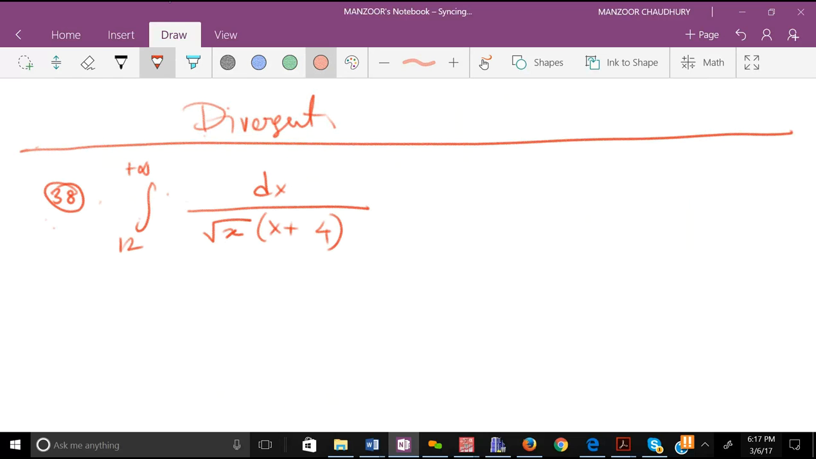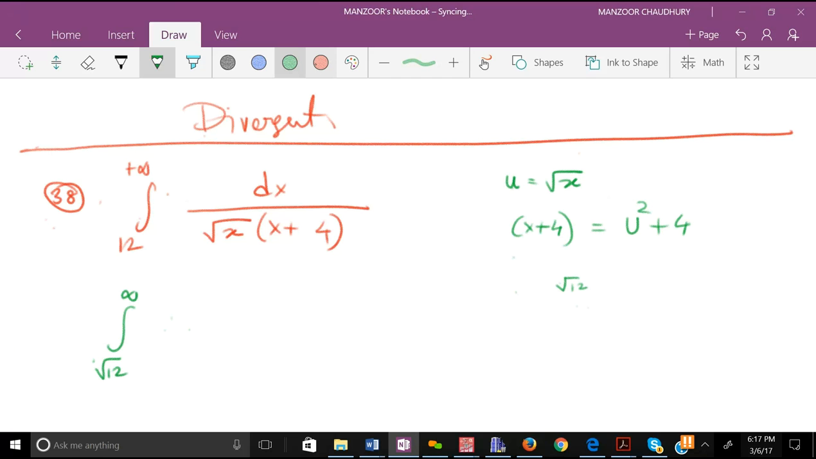We need to use substitution. So you'll have u equals square root of x. x plus 4 must be u squared plus 4, right? So if x is infinity, u will be infinity, so you're going to put that one as infinity. If x is 12, u is going to be square root of 12, right? Yeah. Okay, so there should be square root of 12.